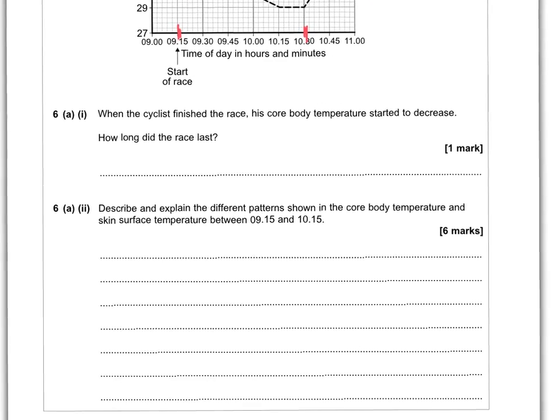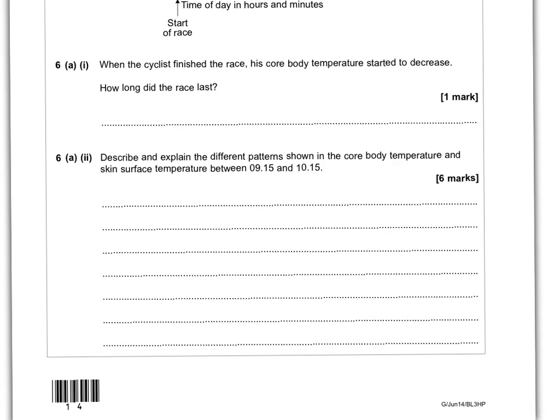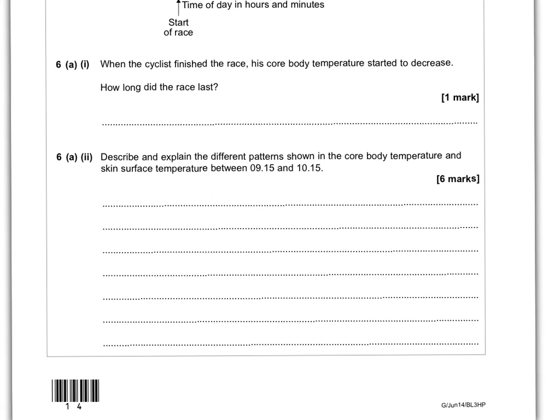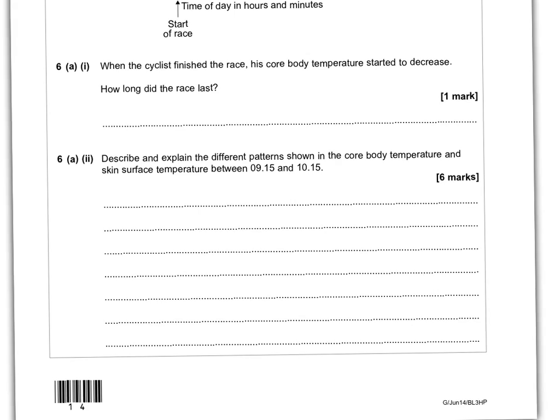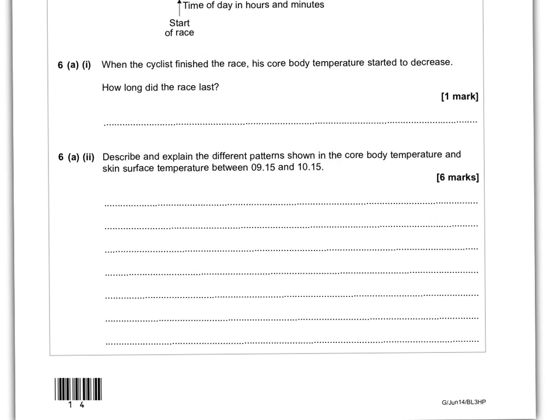Describe and explain. Now that's more like it, you see. Describe and explain the different patterns shown in the core body temperature and the skin surface temperature between 9:15 and 10:15. So it's important that we're only looking at these times. So we're looking at the difference between the core body temperature and the skin surface temperature between those 2 times.